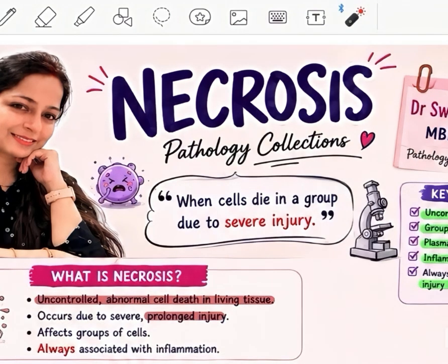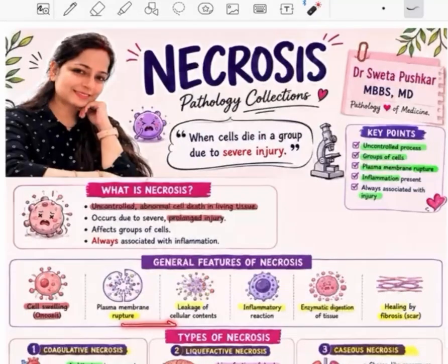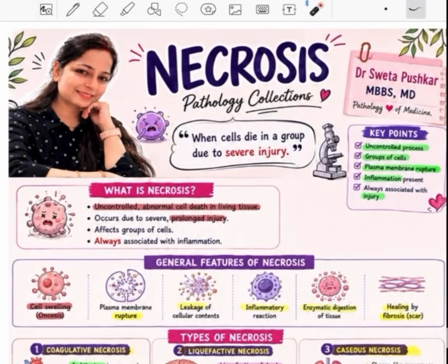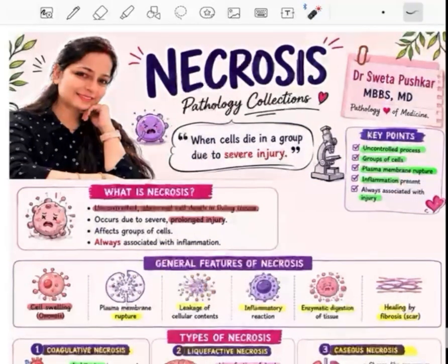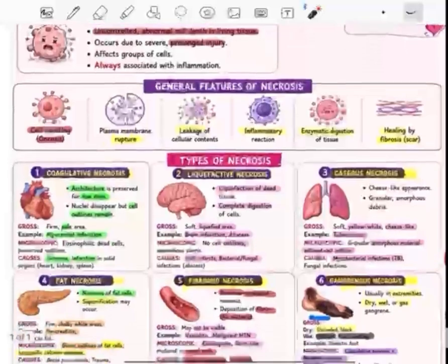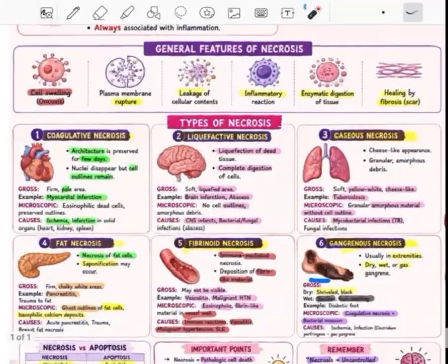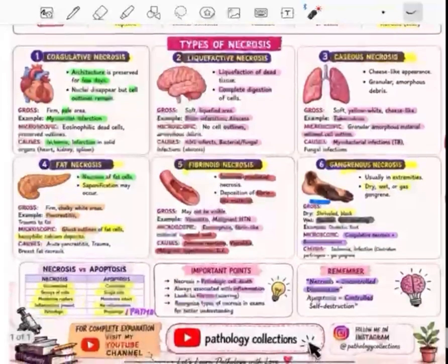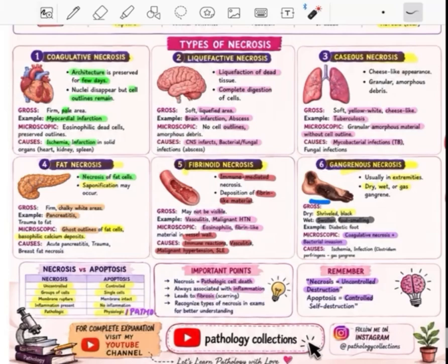What are the main key features of cell necrosis? Here, the cell swells because of plasma membrane rupture and leakage of the cellular content, and this leaked content causes an inflammatory reaction. This inflammatory reaction causes enzymatic digestion of the tissue, further leading to healing and fibrosis. There are basically five types of necrosis, but we'll remember six types: coagulative necrosis, liquefactive necrosis, caseous necrosis, fat necrosis, fibrinoid necrosis, and gangrenous necrosis.